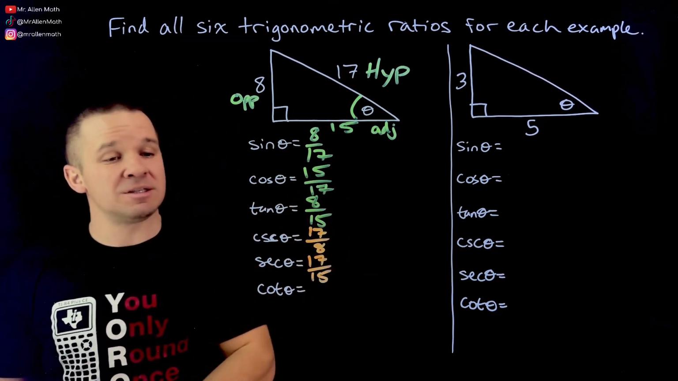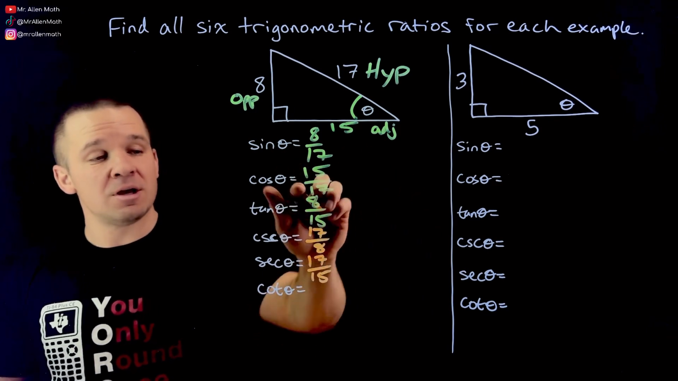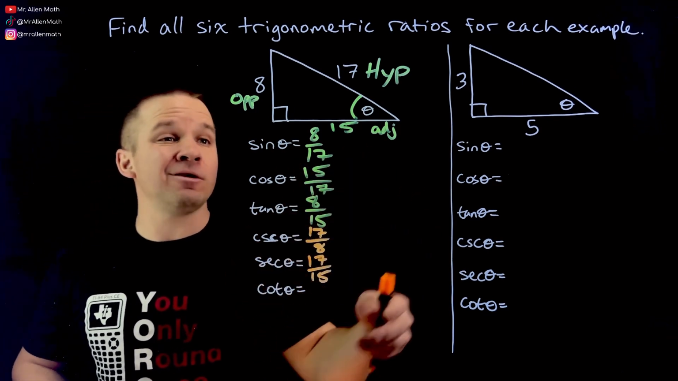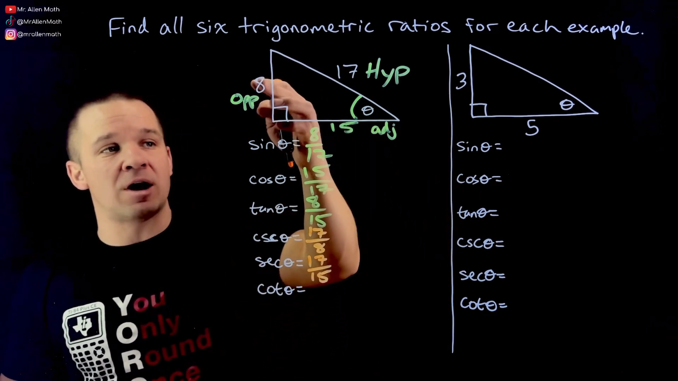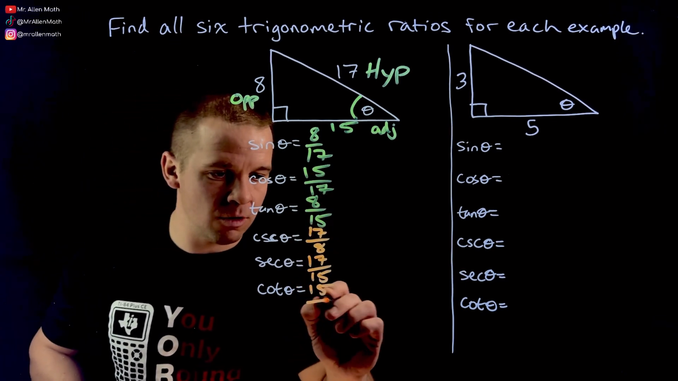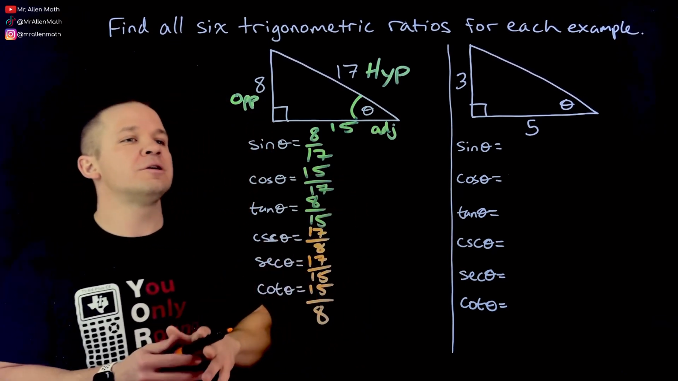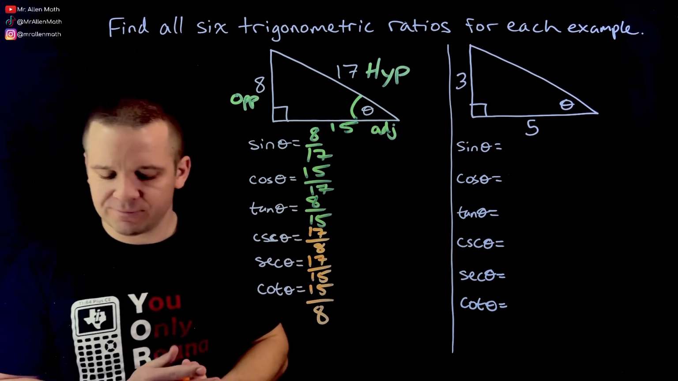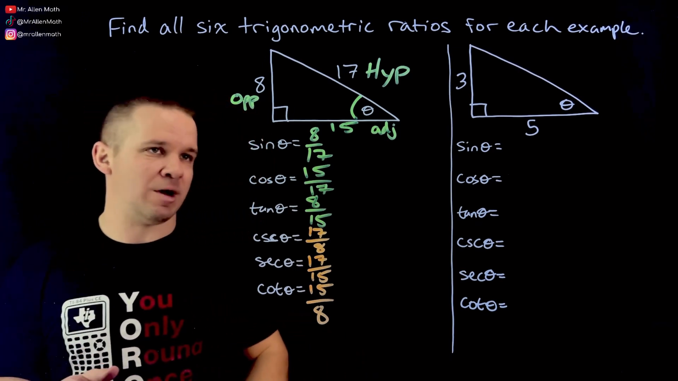So 17 over 15. And then lastly, we have cotangent. Well, cotangent is the reciprocal of tangent. So flip the 15 over 8, or you can think of it as adjacent over opposite. So 15 over 8. All 6 done, without even breaking a sweat. All right, there we go.